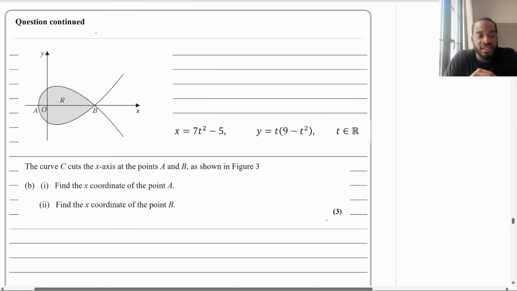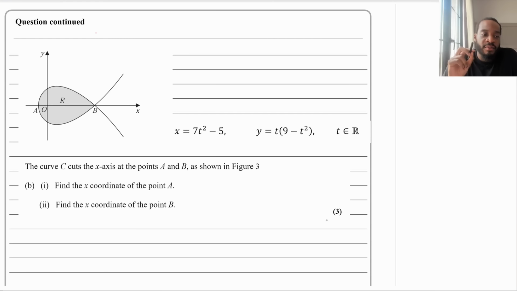Okay, so part B says the curve C cuts the x-axis at the points A and B, as shown in figure 3. Part B says find the x-coordinate of the point A and find the x-coordinate of the point B for 3 marks. So when I look at the graph, A and B are on the x-axis, so y is 0. So that's immediately what I'm going to put in there. And also for context, the x-coordinate of the point A is going to be negative. So I should put a minus there.